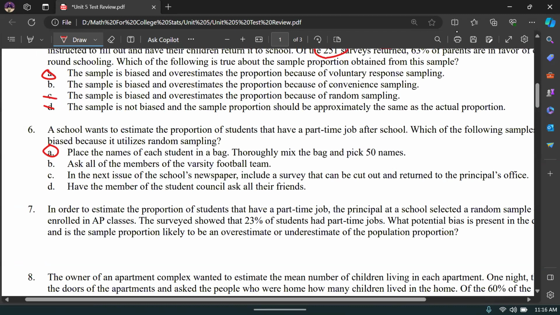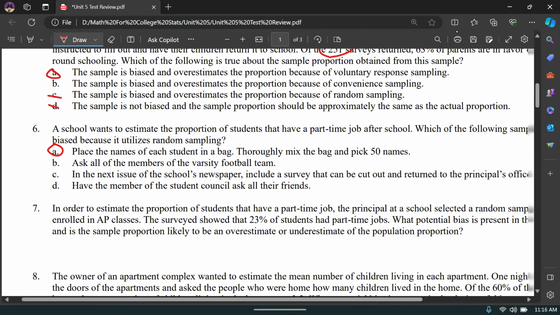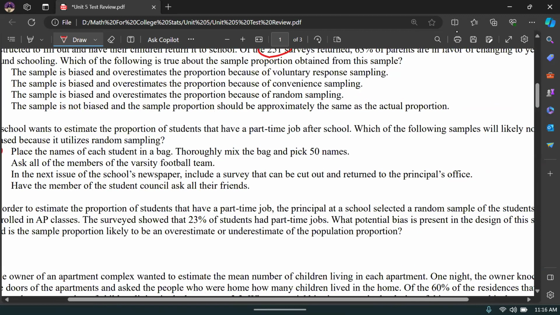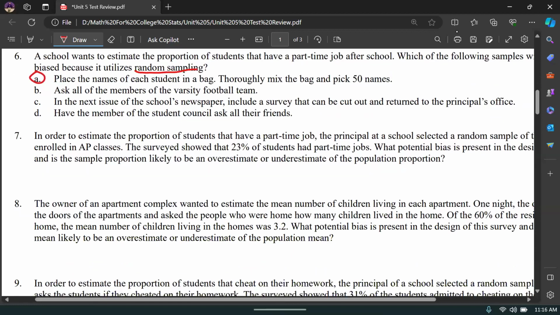Ask all the members of the varsity football team. That's not good because that's not representative of the school. In the next issue of the school's newspaper include a survey that can be cut out and returned. That would be voluntary response. That's not very helpful. And then D, have a member of the student council ask all their friends. Again, that's convenience sampling. So those other options, not necessarily as good. A, definitely the way to go. If it's random sampling, right? Put them in a bag, mix them up, pick out 50.